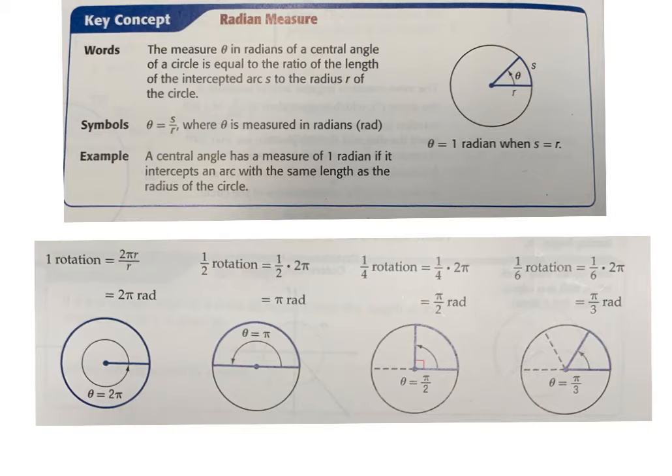We introduced the term radians. The measure of theta in radians of a central angle of a circle is equal to the ratio of the length of the intercepted arc to the radius r of the circle. Basically, the length of the arc is what they're talking about, compared to the radius of the circle.